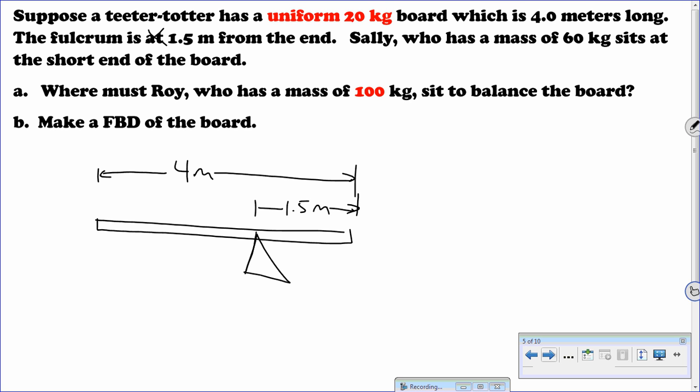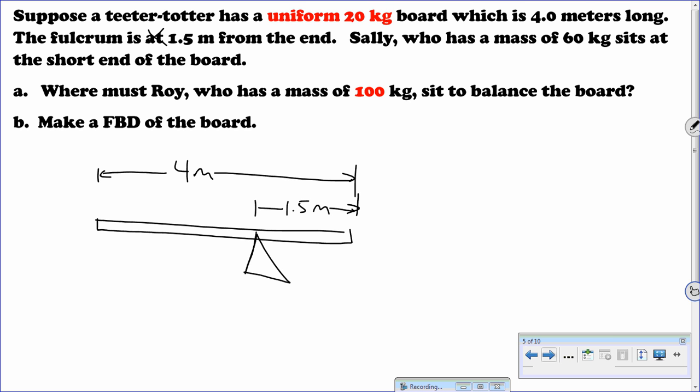Now, in a minute, Sally and Roy are going to sit on this thing and hopefully get it to balance. Before we do, if nobody was sitting on it, what would this board do? It would tip over, right? It would go this way. The way I've drawn it, it would rotate counterclockwise, right? I have to stop and think about clockwise, counterclockwise.